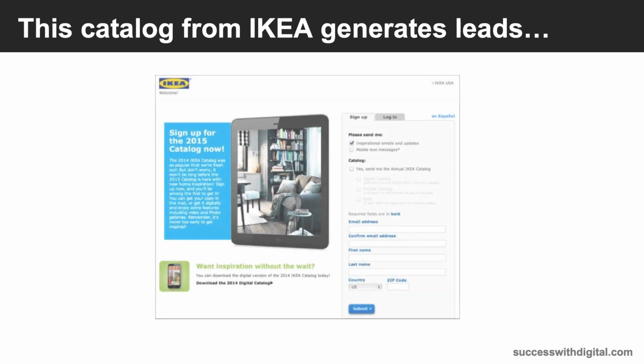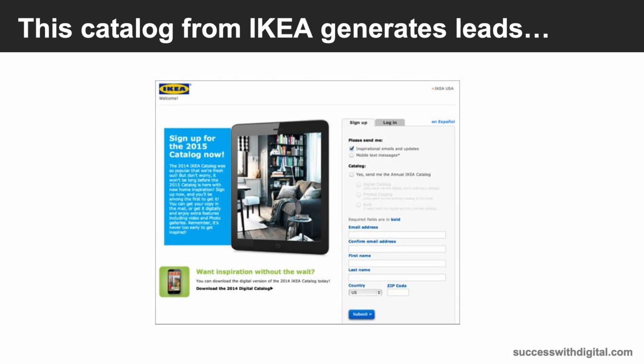And then here's another way to generate leads, just this catalog from IKEA. If someone wants to get the catalog, then they can sign up and it'll be delivered to them via email.